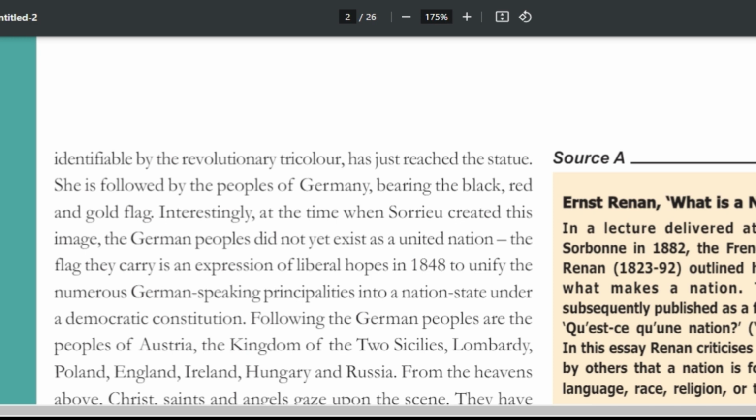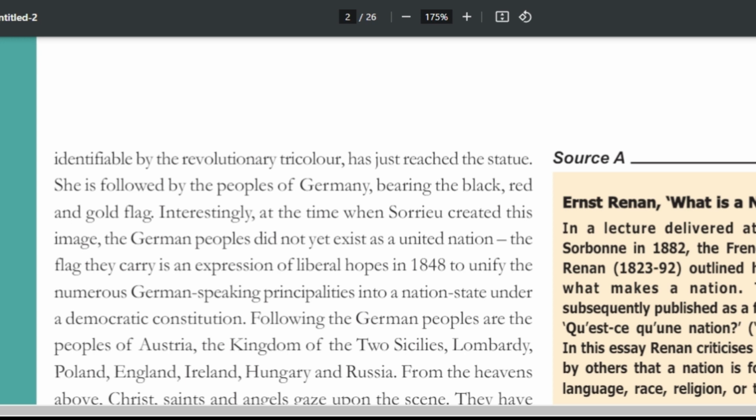She is followed by the peoples of Germany bearing the black, red and gold flag. Interestingly, at the time when Sorrieu created this image, the German people did not exist as a united nation. The flag they carry is an expression of liberal hopes in 1848 to unify the numerous German-speaking principalities into a nation state under a democratic constitution.